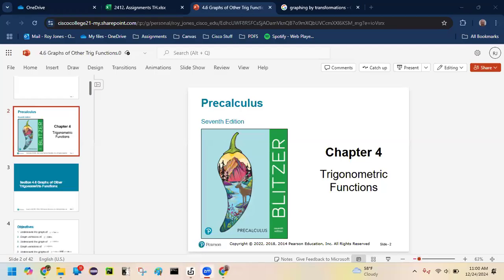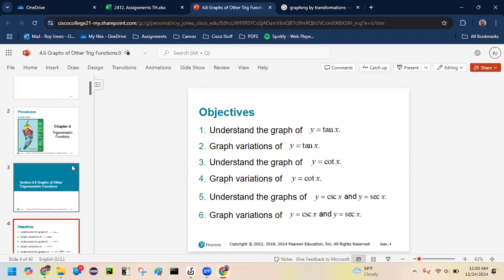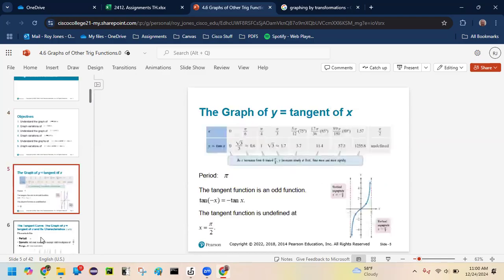Welcome. Today we're going to talk about graphing some of the other trig functions. We've got tangent, cotangent, cosecant, and secant. We're going to talk about graphing and transforming those. So let's jump into tangent to begin with.